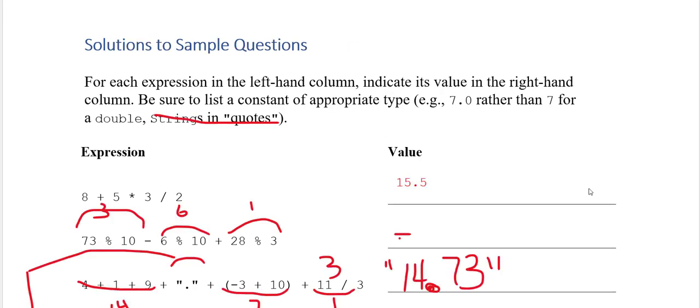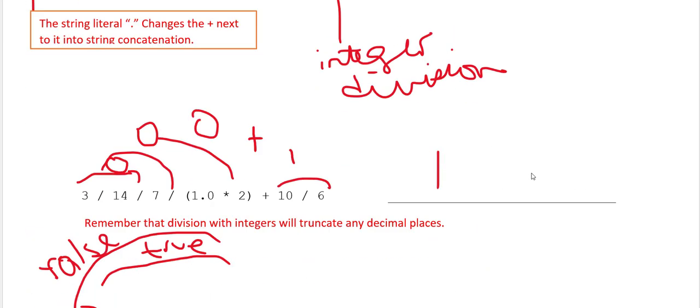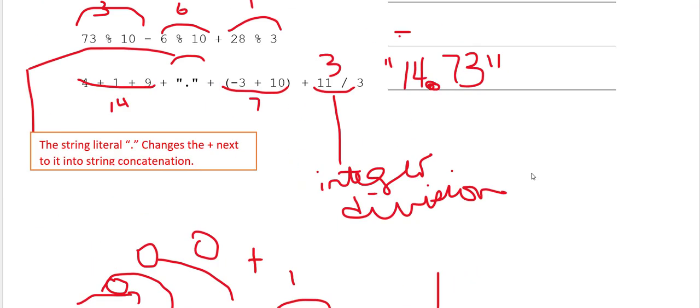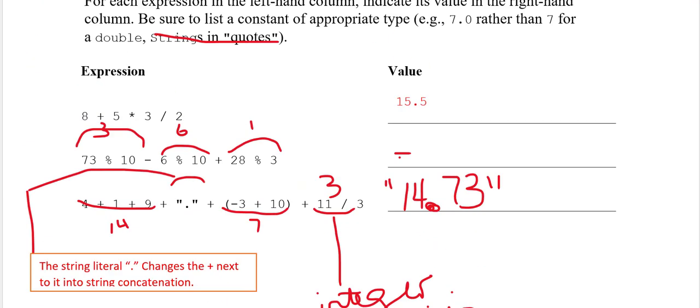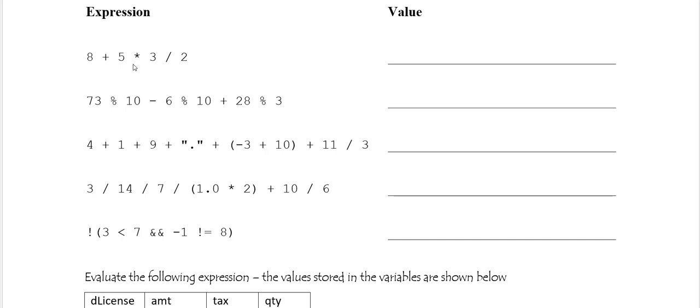If you scroll down to the end of the midterm review, you will see that I have solved all of the expressions. I'll solve a few of them for you on this video. I'm not going to solve this first one. It's pretty straightforward. You need to remember you must follow the order of operations. So multiplication and division is going to happen before the addition.